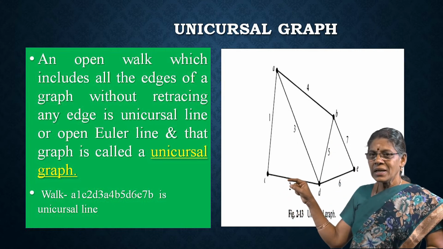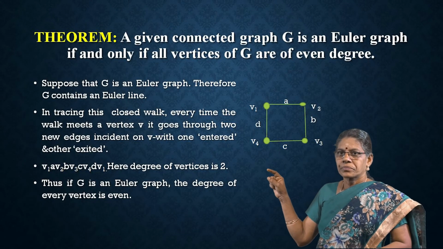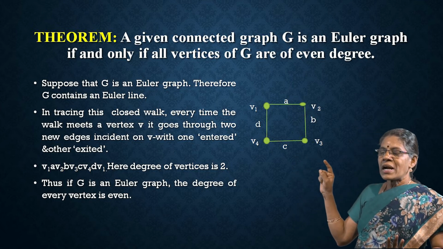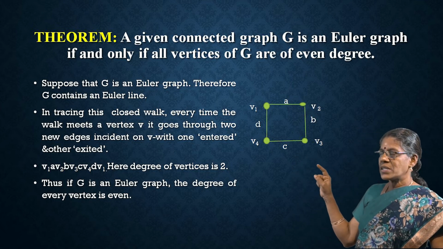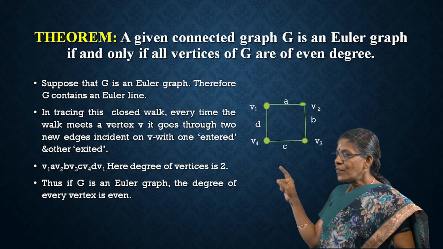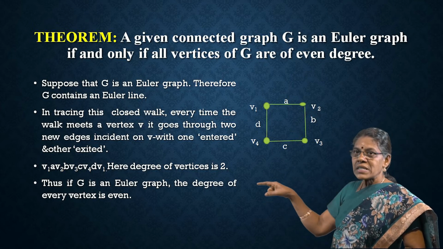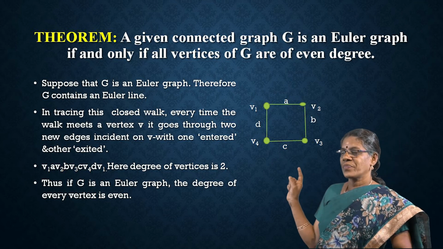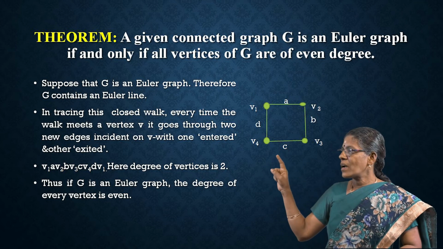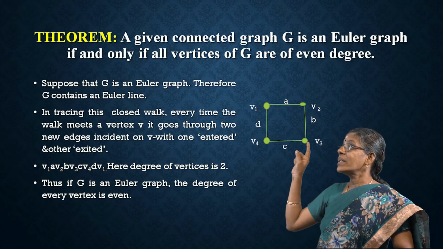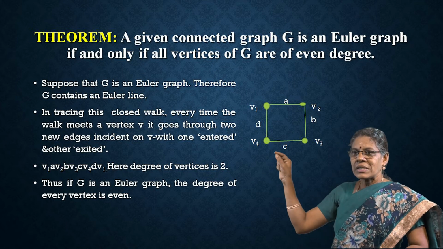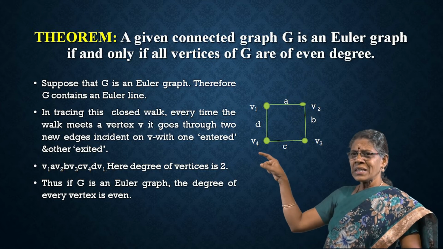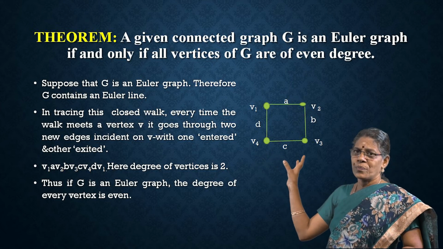Okay. Next, one important theorem. A given connected graph G is an Euler graph if and only if all vertices of G are of what? Even degree. All vertices of G are of even degree. So see that a graph with 4 vertices is given. Here V1, V2, V3 are all degree 2.